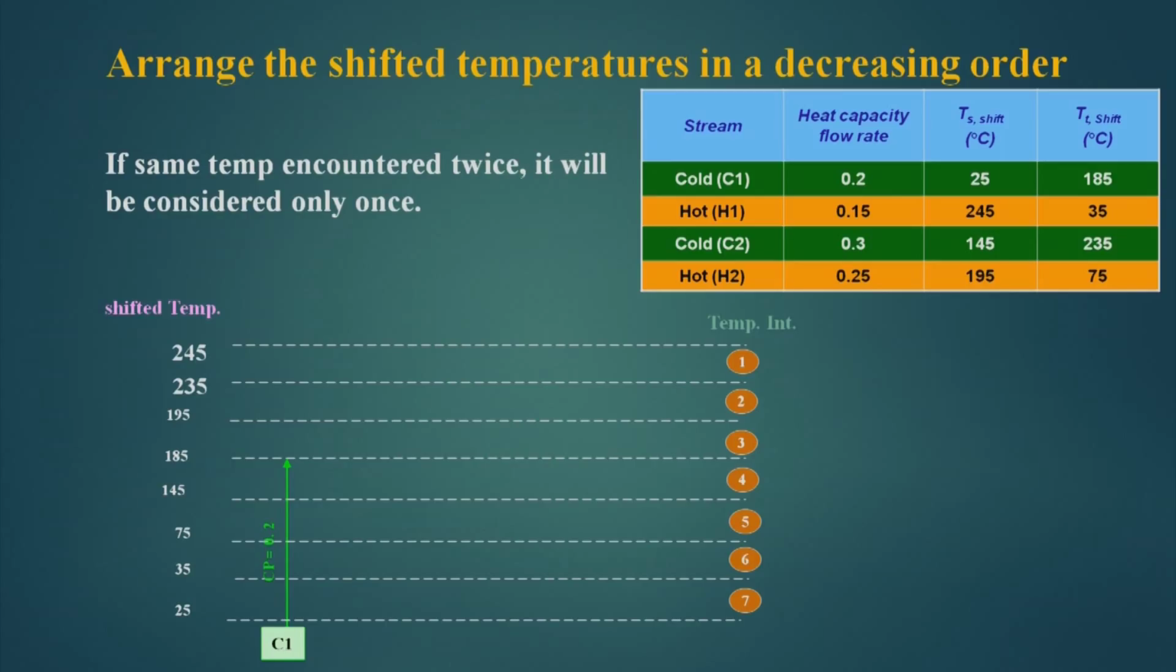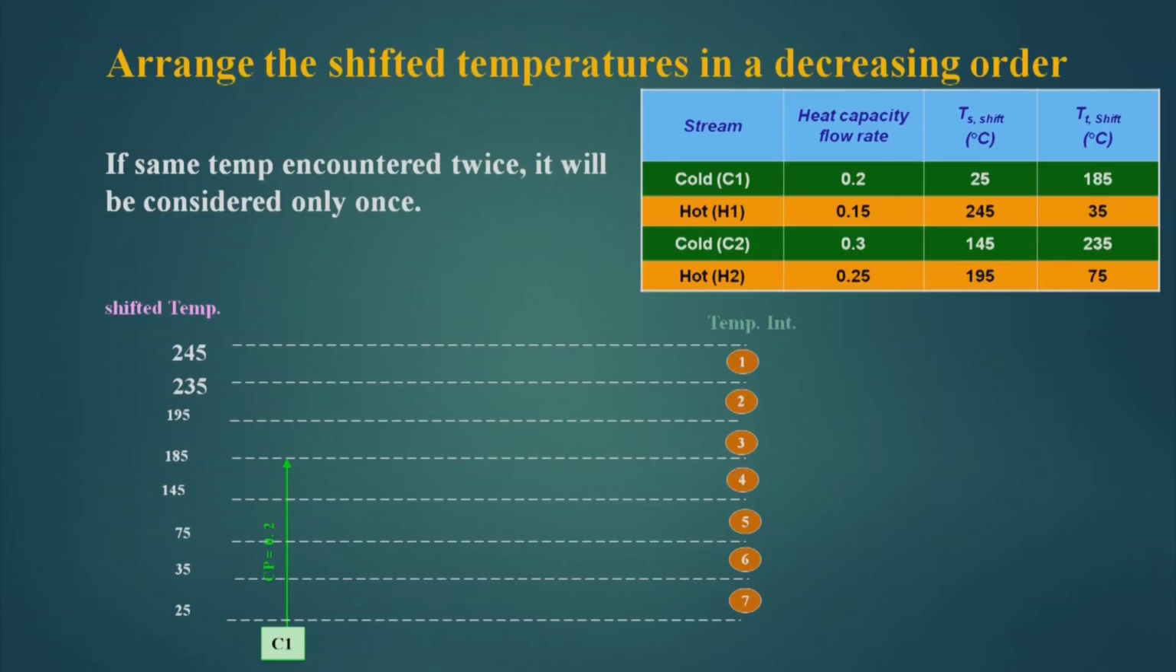The cold stream C1 moves from temperature interval 25 to 185. We should understand that the temperatures which have been given for these temperature intervals are all shifted temperatures. So, C1 moves from 25 to 185. Similarly, H1 moves from 245 to 35. The C2 moves from 145 to 235 and H2 moves from 195 to 75.